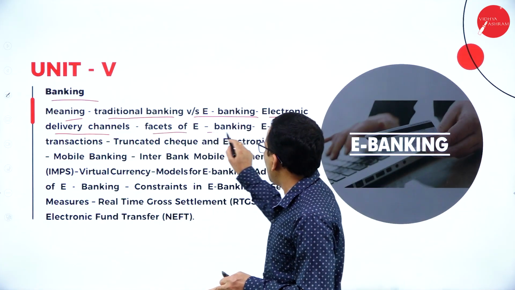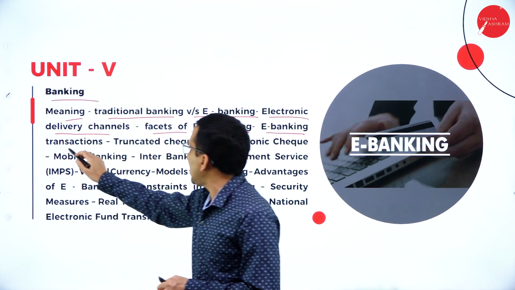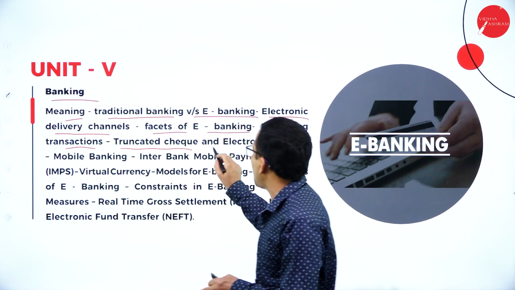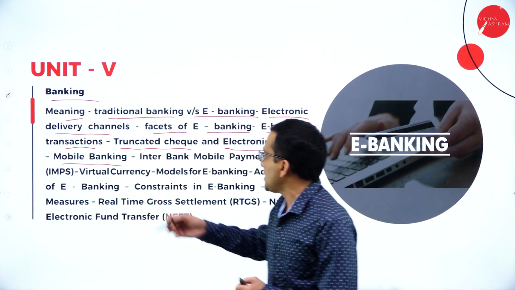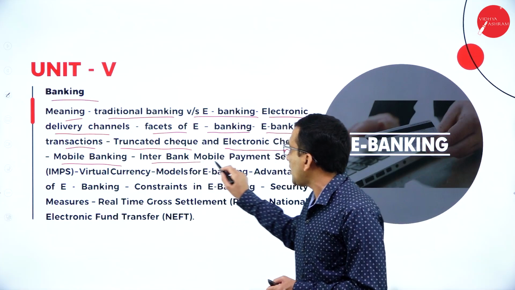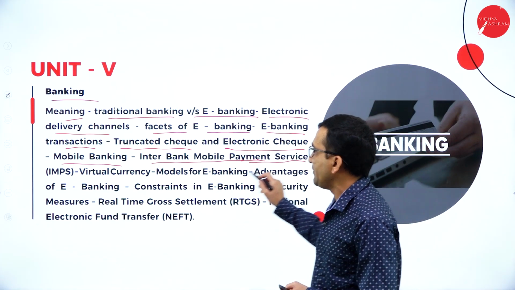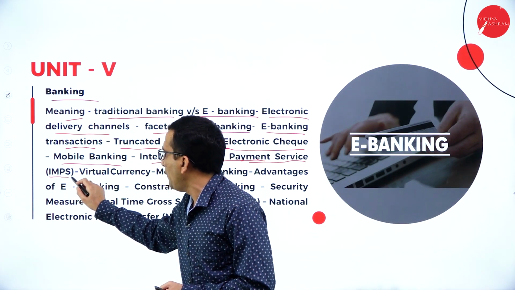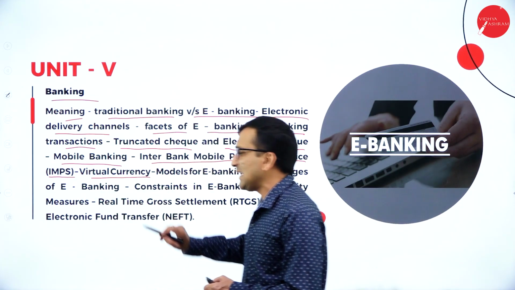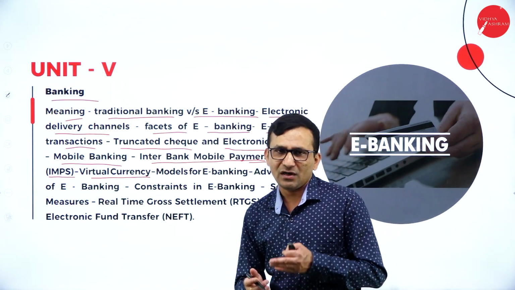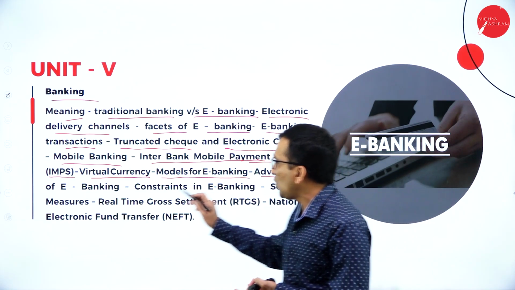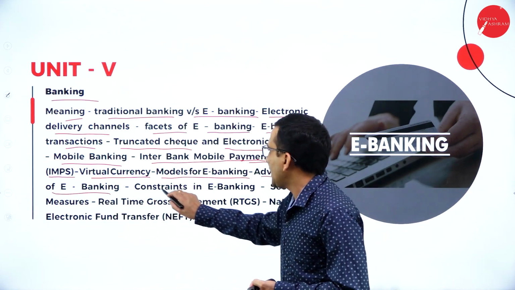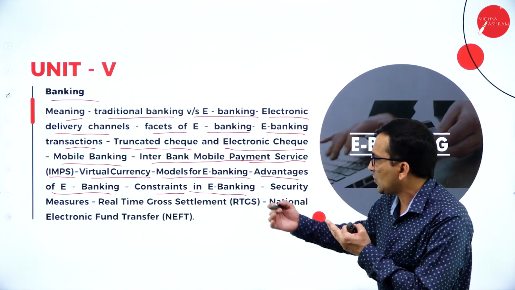And the second, e-banking transactions, truncated check and electronic check, even mobile banking, which is related to the fifth unit, Immediate Payment Service, which is IMPS. Virtual currency using an electronic platform. So models of e-banking, the advantages of e-banking and the constraints in e-banking are the topics covered in this.